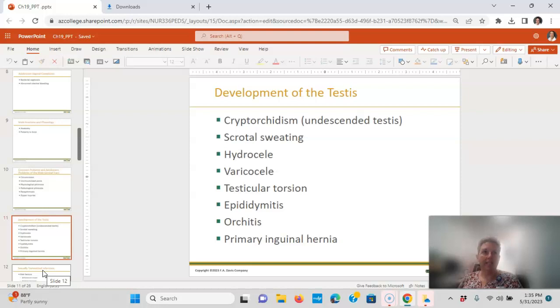Orchitis, inflammation, infection of the testes, scrotal swelling, pain, tenderness. Again, bed rest, ice packs, NSAIDs, support.